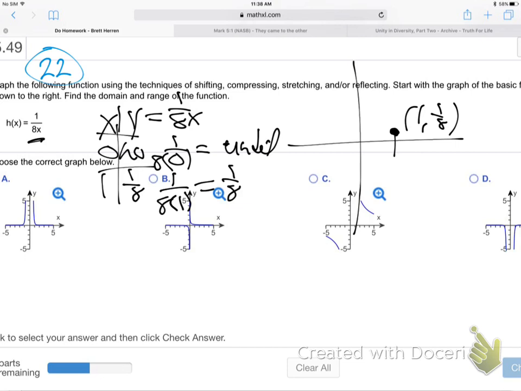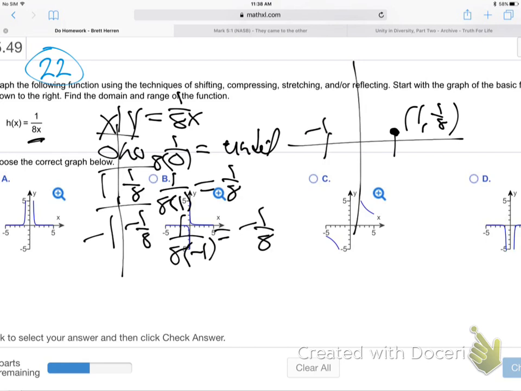Okay. What if I did like -1? It's good to do a couple negatives. 1 over 8 times -1 is -1/8. So back 1 down just a tiny, tiny bit. Back 1 down 1/8.